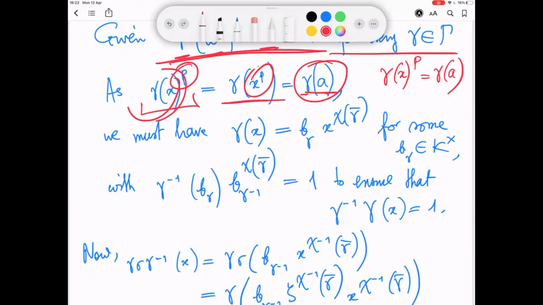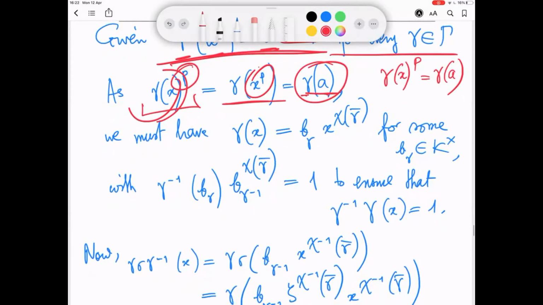But x is a pth root of a, since x to the power p is a, right? So this gamma a and gamma x will have to, I mean, both of them are pth roots of, wait a moment. So how do I say it? Gamma of a.